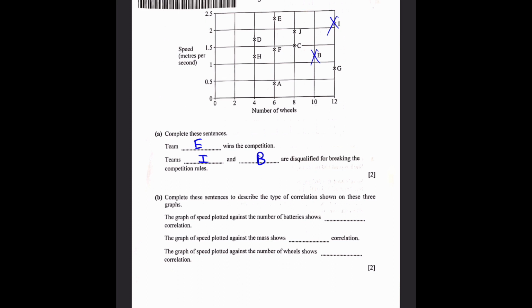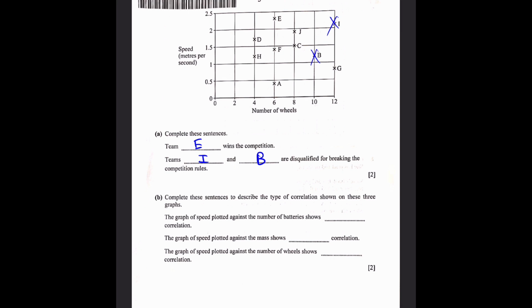Let's go to the B part. Complete the sentences to describe the type of correlation shown on these three graphs. The graph of speed plotted against the number of batteries shows what correlation? So let's see the first graph right here. This graph is going straight upwards, and these points are very close together. Therefore, it is strong, because going from left to right it goes from down to up. Positive correlation.